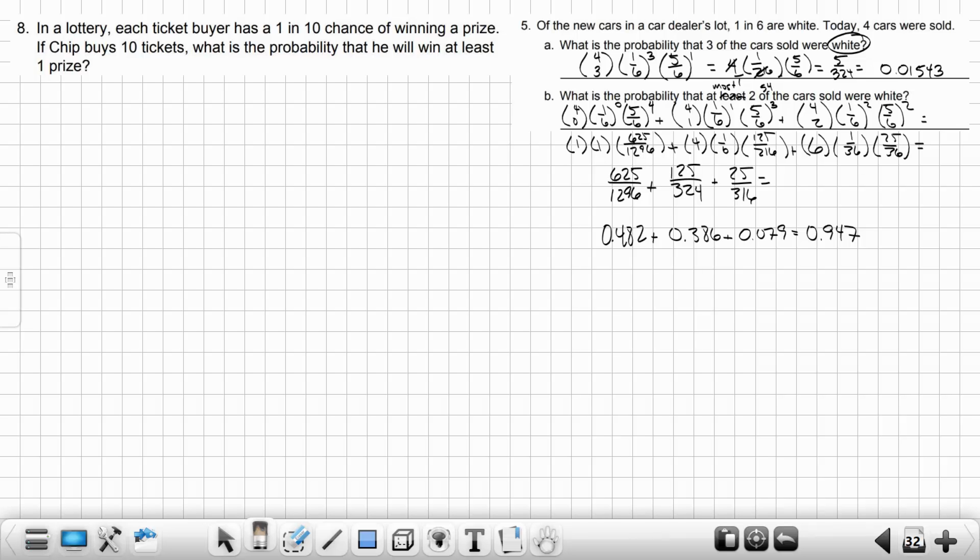Out of 10, at least 1 means he wants. All right, so let's break this down. At least 1, so we want the probability of 1 plus the probability of 2 plus all the way to the probability of 10. That's 1, 2, 3, 4, 5, 6, 7, 8, 9, or 10, correct? Is everybody good with that? Yvonne, you good with that? Which is the same thing as 1 minus the probability of what's not in here, 0. It'll be 1 minus the probability of 0, because I don't want to win no tickets.